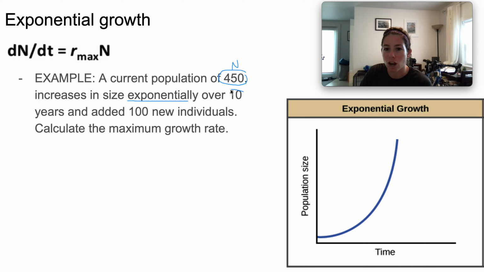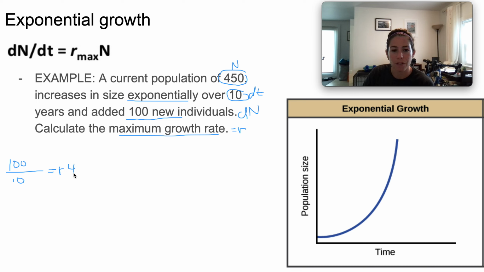Over 10 years, so that's our dt. And added 100 new individuals, that's our change in population size. And I ask you to calculate the maximum growth rate, and that's what we're looking for. So dN is 100 over dt, which is 10, equals r times 450. If we simplify this down, we remember order of operations is really important. 100 divided by 10 is 10, equals r times 450.